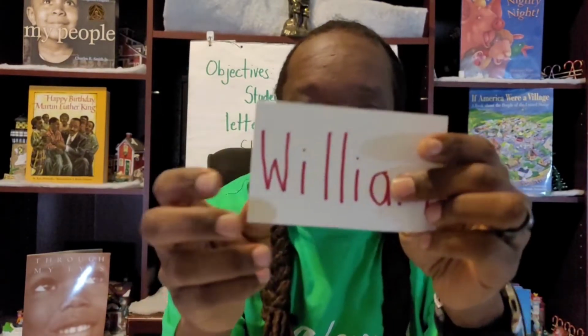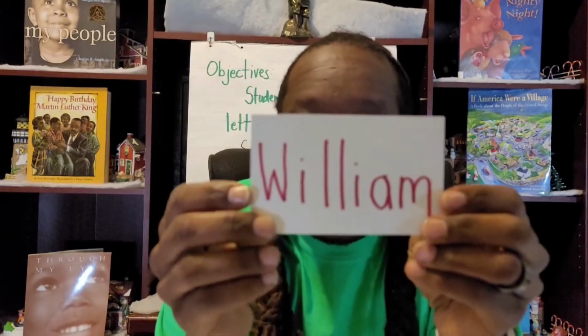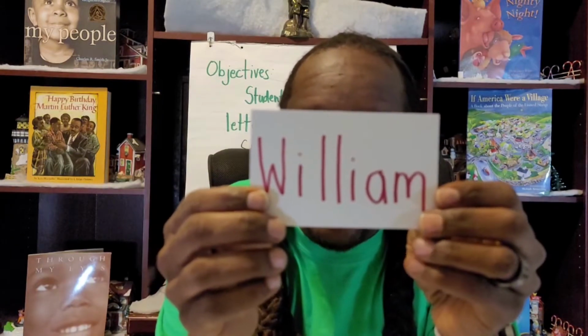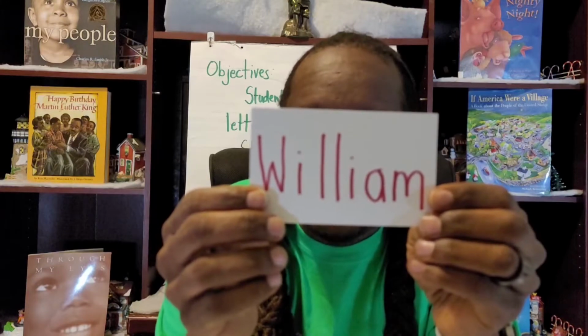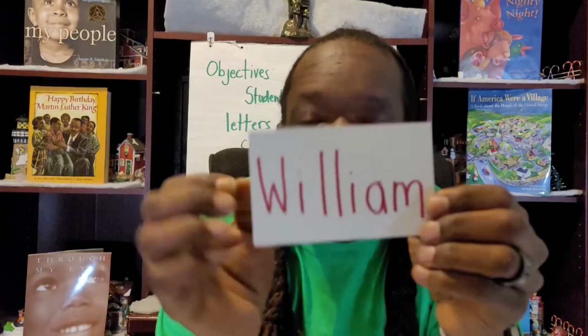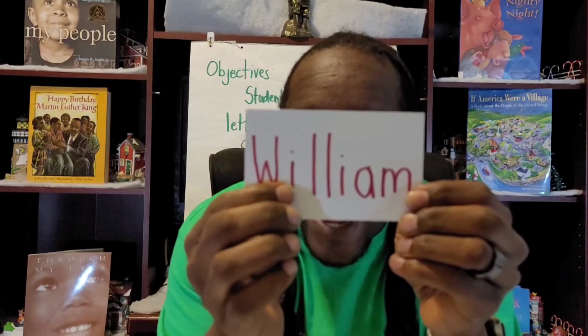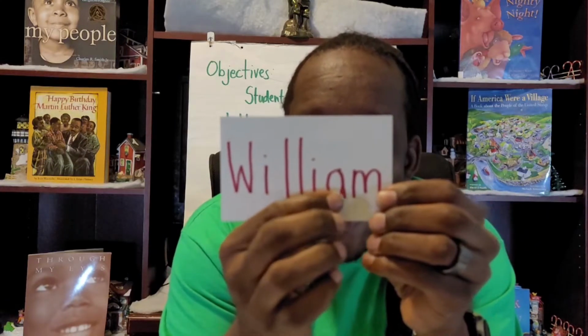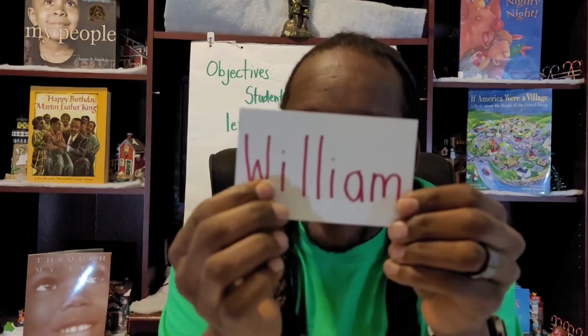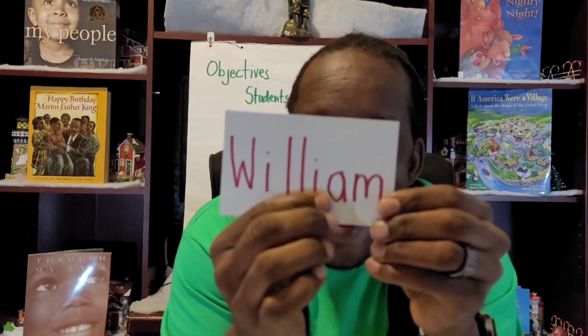All right, let's look at a couple of our friends' names. Whose name is this? Yes, that is William's name. Let's spell William. What letter does it start with? W, yes. Let's spell William. W-I-L-L-I-A-M. William. Hi, William.